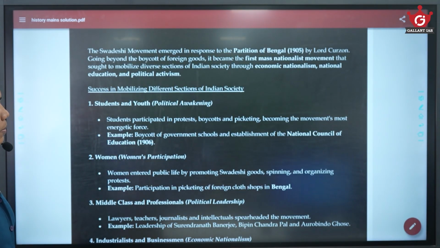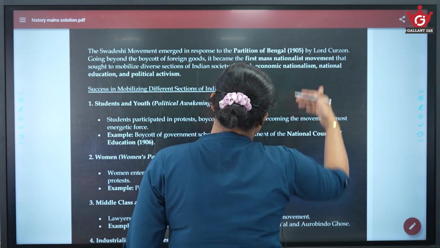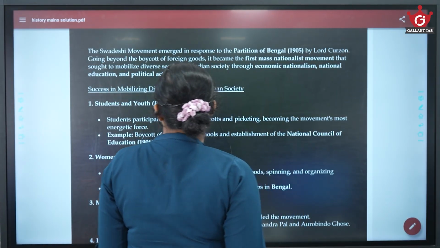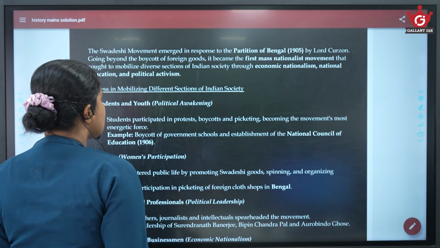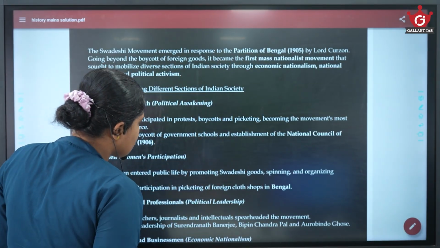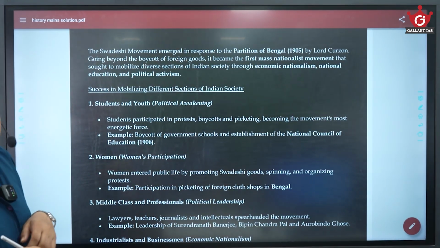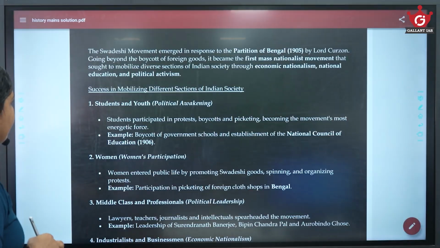Swadeshi movement emerged in response to the partition of Bengal. Try to mention the year, by Lord Curzon. Try to mention the viceroy. Going beyond the boycott of foreign goods, it became the first mass nationalist movement that sought to mobilize diverse sections of Indian society through economic nationalism, national education, political activism. These are the keywords. Okay.